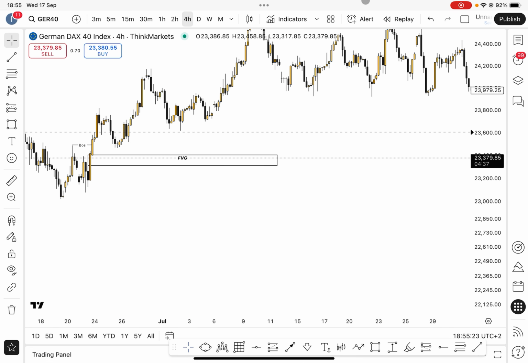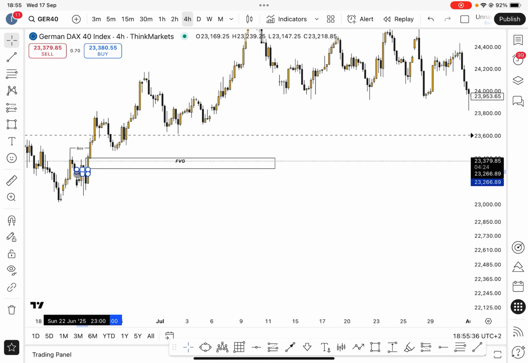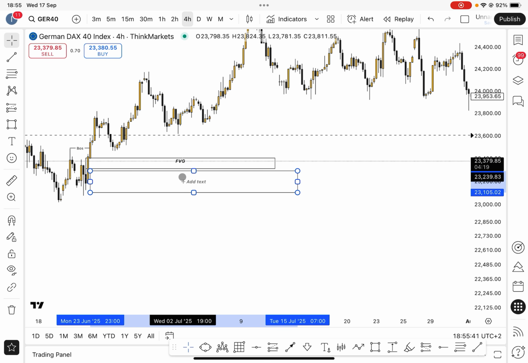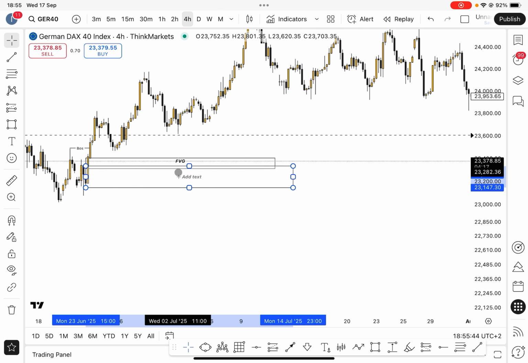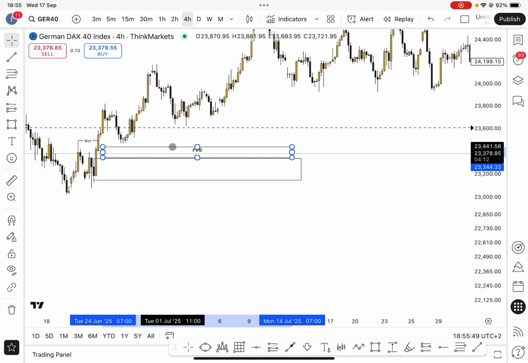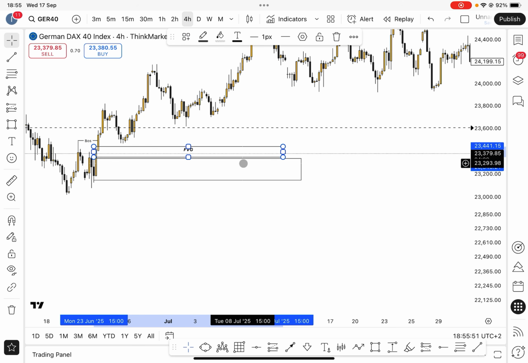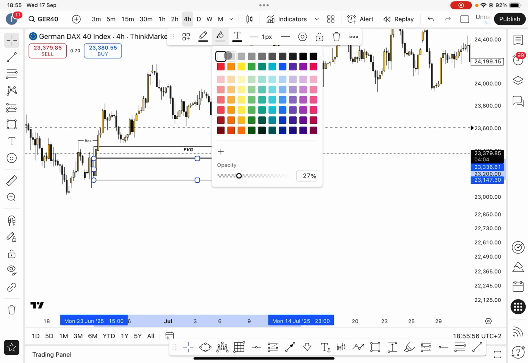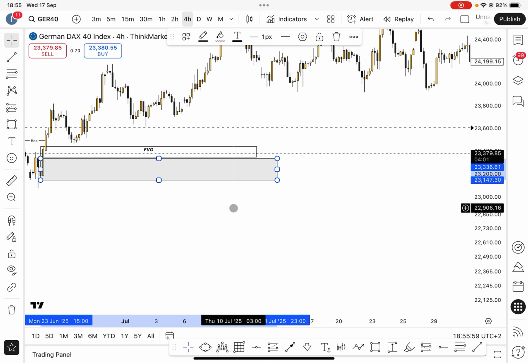There must be a last opposite candle before price starts moving or breaking structure. This is it. This is the opposite candle. This bearish candle here is the opposite candle before price broke structure.